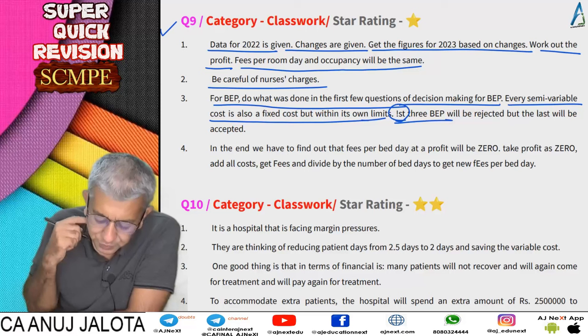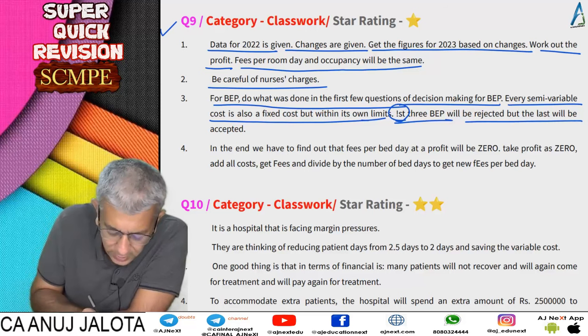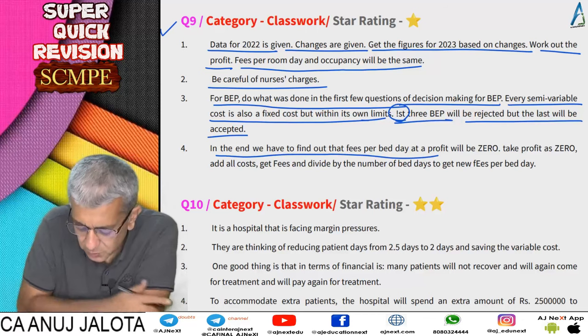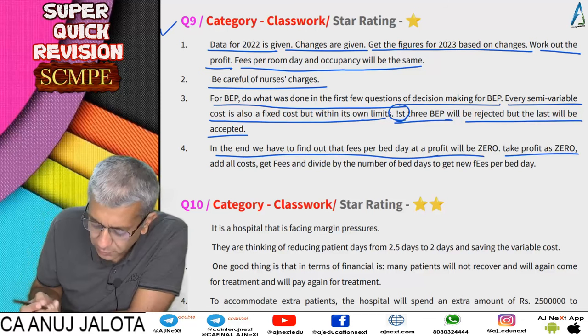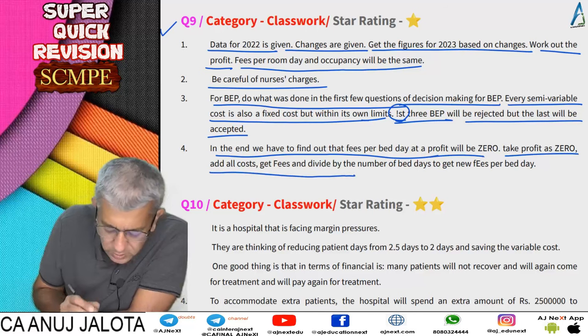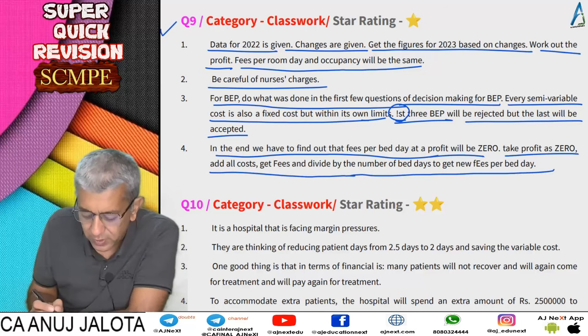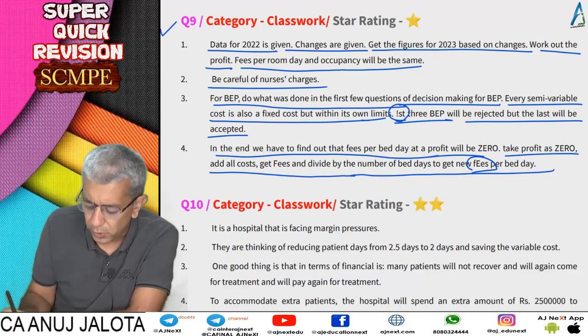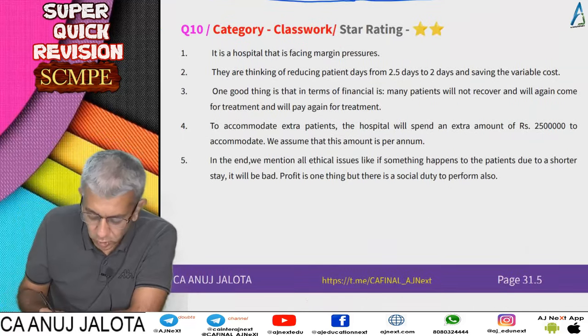First three break-even points will be rejected, but the last one will be accepted. In the end, we have to find out the fees per bed day at which profit will be zero. Take the profit as zero, add all the cost, get the fees, and divide by the number of bed days to get the new fees per bed day over here. Once we did that, our job was over. That was this particular question.